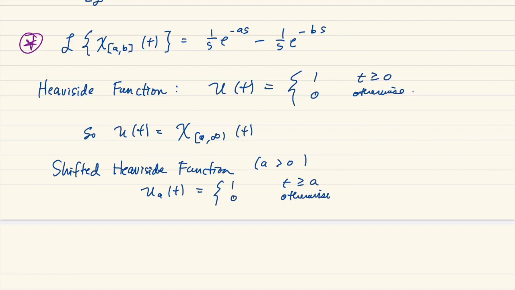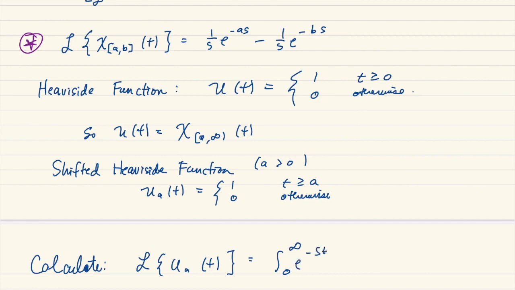If a is negative, then this function is just always going to be 1, and integrating anything by 1 doesn't change anything. It's not very interesting. But let's think about the Laplace transform of this Heaviside function. So let's calculate just by hand the Laplace transform of the shifted Heaviside function, and that's going to be the integral from 0 to infinity, e to the negative st, u sub a of t dt.